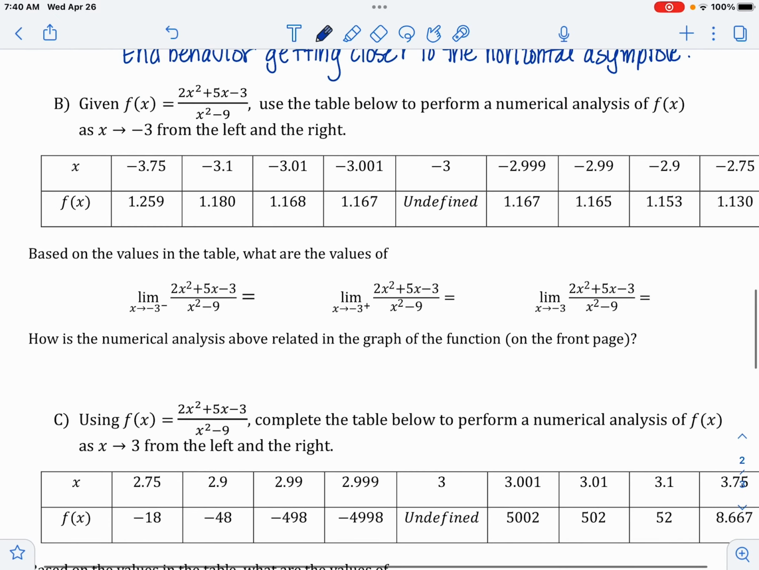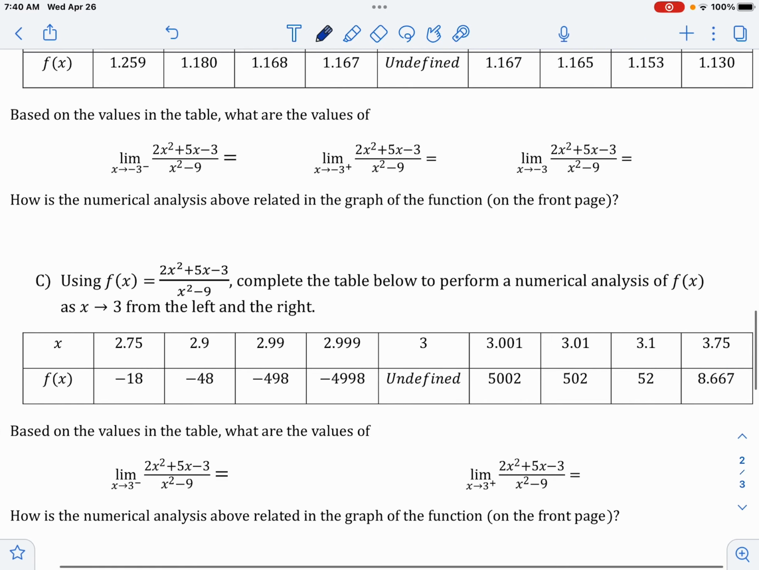All right, next one. Given the same function, use the table to perform a numerical analysis of f of x as x approaches -3. So based on the values in the table, we have the limit as x approaches -3 from the left, from the right, and then what's the limit, okay?